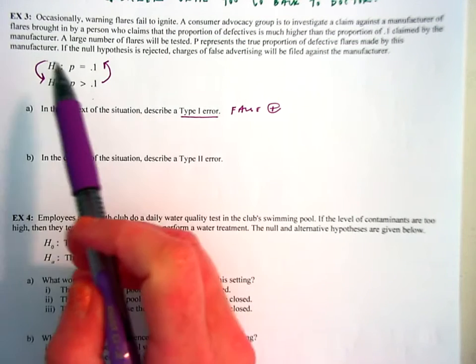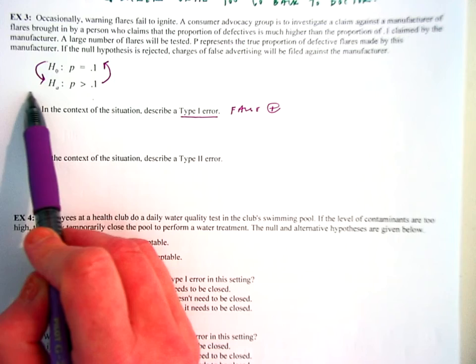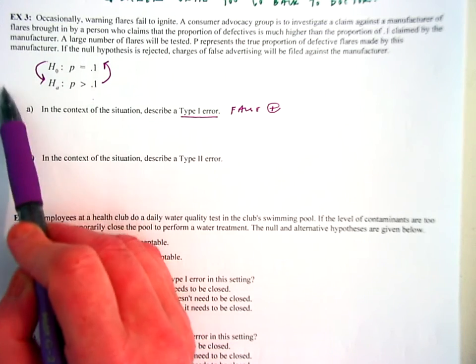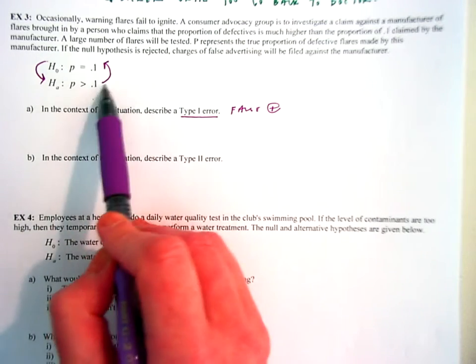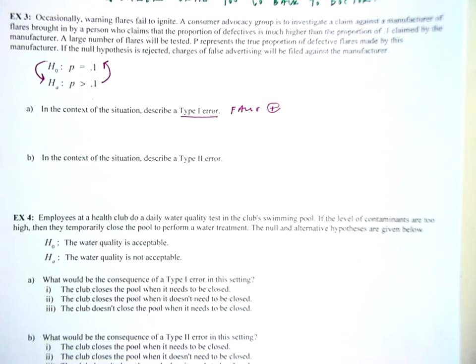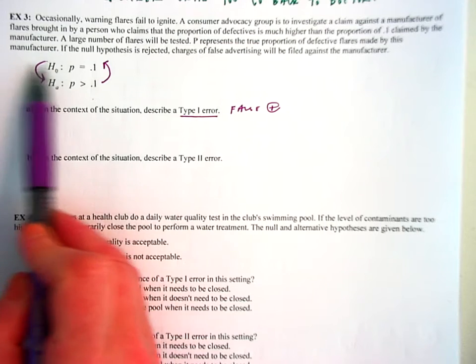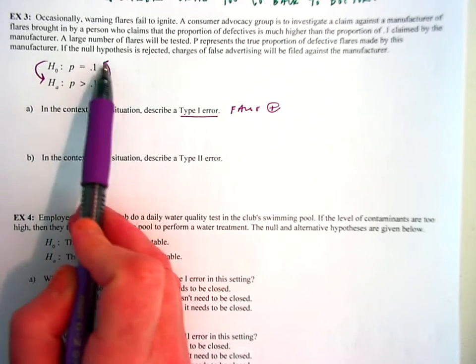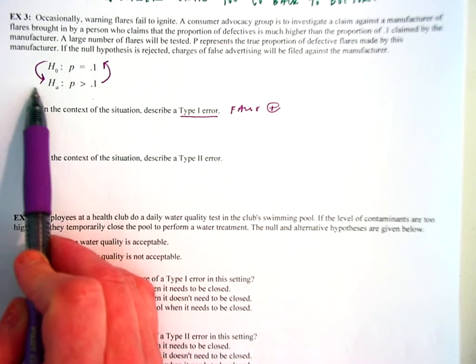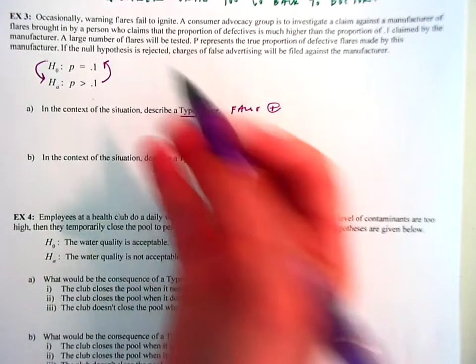So again, if you look at my little arrow system, we're saying this is the truth, but this is what we found. That would be the type 1. And type 2, we're saying this is the truth, but this is what we found. So what would be a type 1 error in this context? A false positive. We're saying the actual proportion of defective flares is at that 10%, but we found more than 10% are defective.